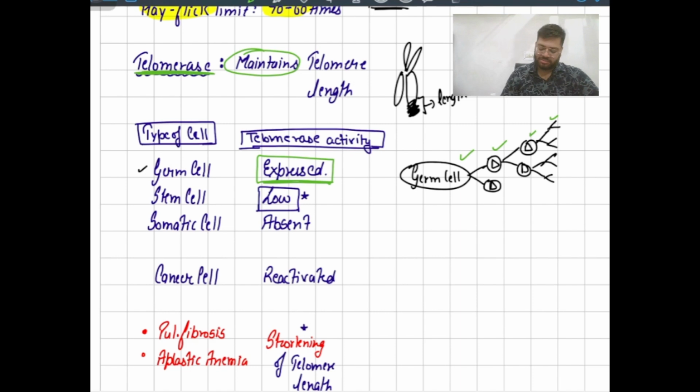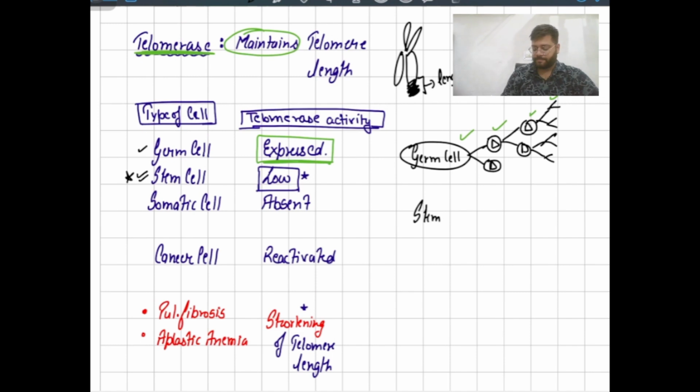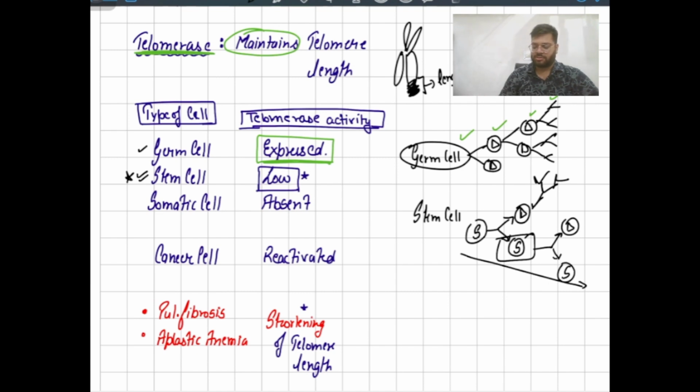The next is stem cells. There is a unique thing about stem cells. Let's say this is a stem cell. What it will do is divide. First is one daughter cell, the other is again one stem cell. This daughter cell will do its function and go on to division further. But this stem cell will further divide into one daughter cell and one stem cell. So there is a single stem cell here and the rest is normal multiplication just like the germ cell. So it is expressed but it is lower in quantity. The telomerase activity is lower in stem cells.